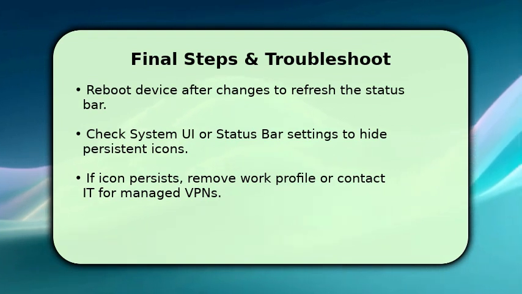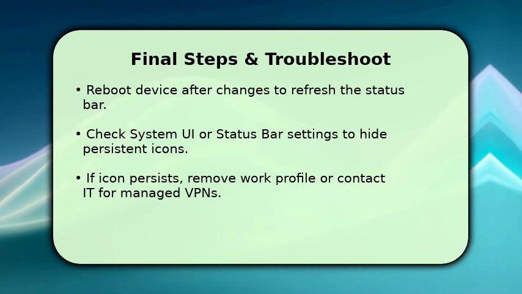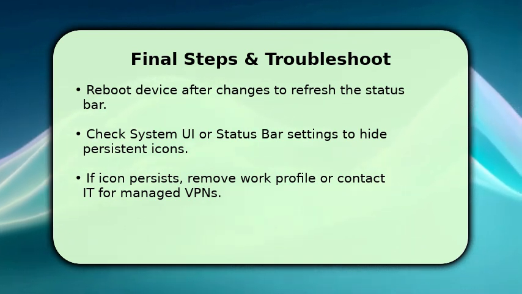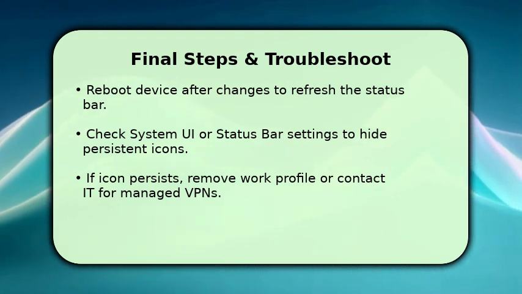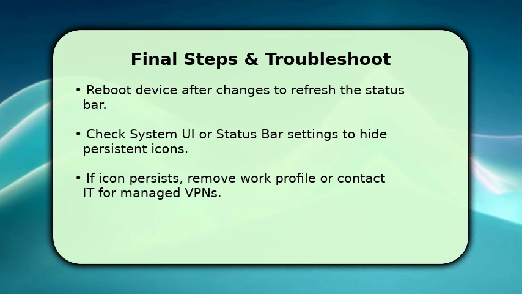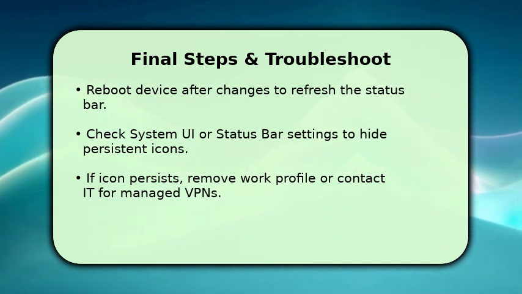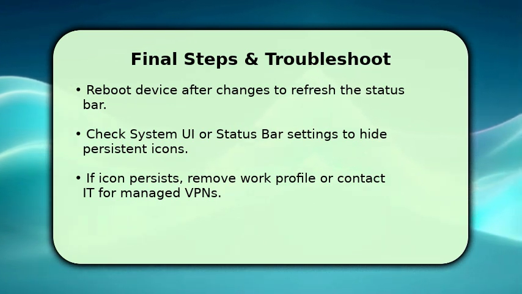Then inspect Settings, Display, Status Bar or System UI Tuner on some phones to hide VPN indicators if available. If you're on a managed device or work profile and the icon remains, you'll need the admin to remove the managed VPN or revoke the policy. Contact IT. If nothing works, try reinstalling system UI updates, or factory resetting.